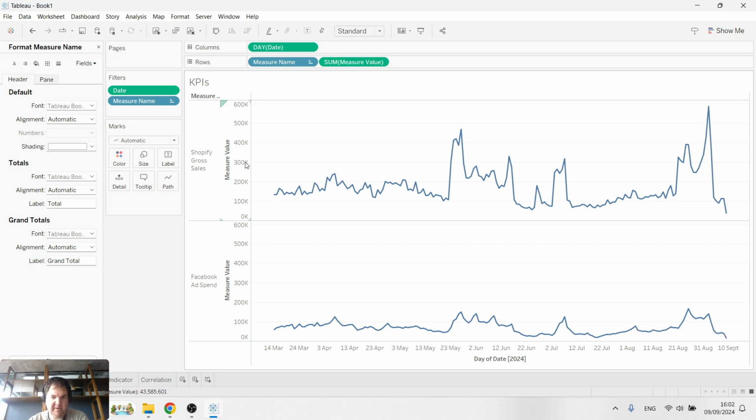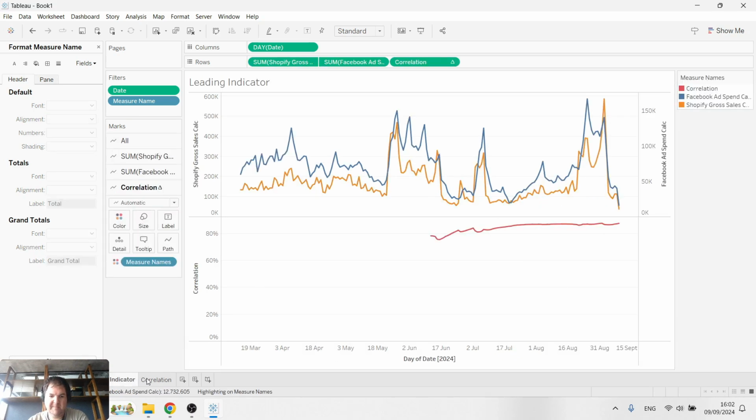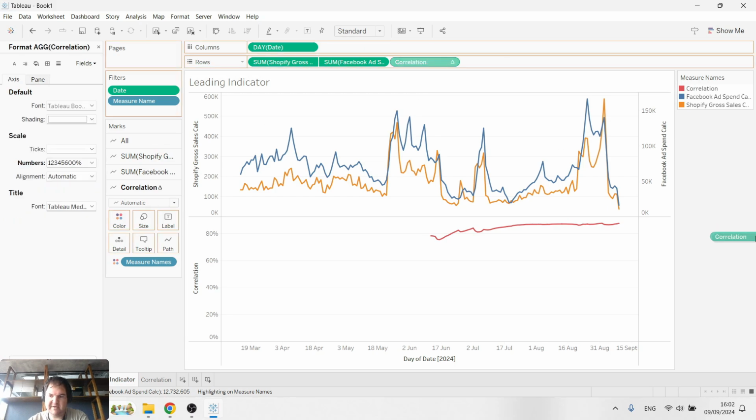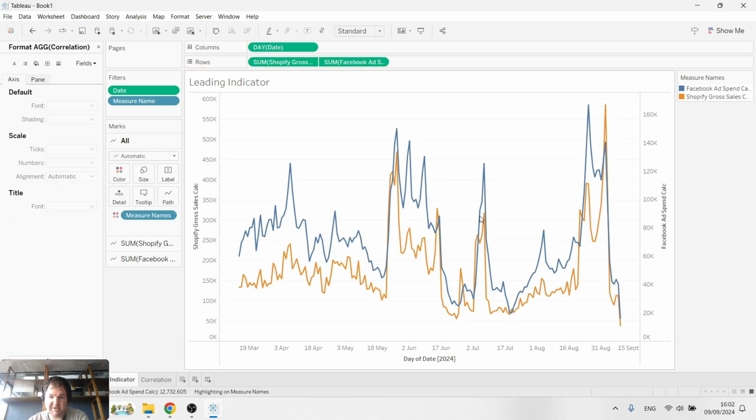Now, you'll notice both KPIs have the same axis, in terms of the scale of the axis. And when we look at these two KPIs like this, we can see that the shapes are quite similar. Now, this visualization isn't the most useful, so let's put them on top of each other. Now we can see that the lines are very, very similar in terms of their shape. When one goes up, the other one goes up.